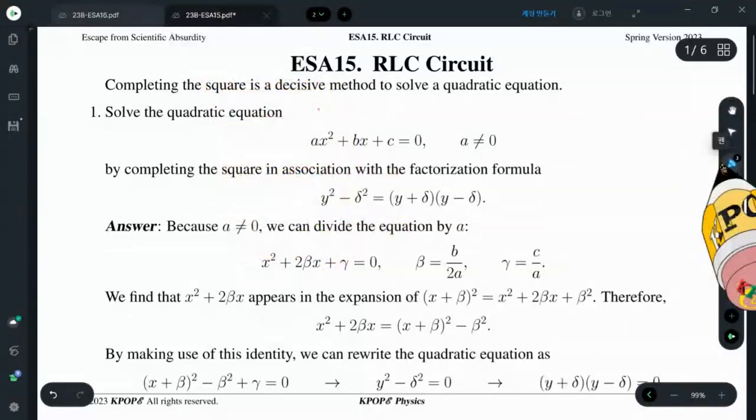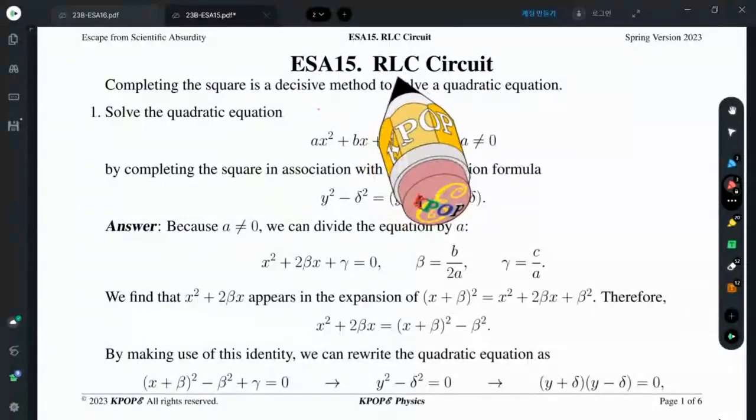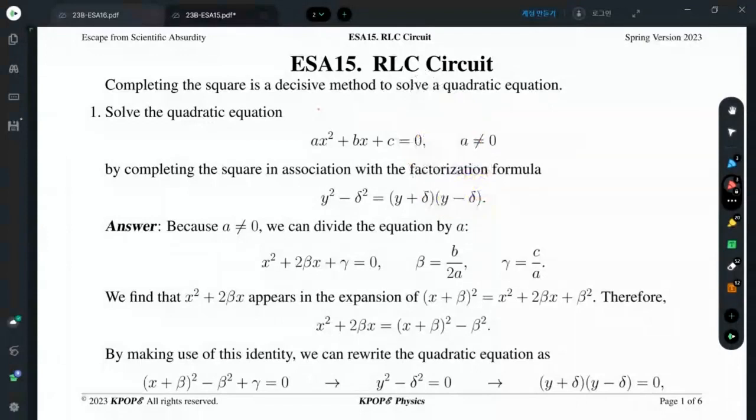We study RLC circuits. R is resistor, L is inductance, and C is capacitor. The circuit equation for an RLC circuit is closely related to the solution of a quadratic equation. So we return to middle school to find the solution of the quadratic equation.